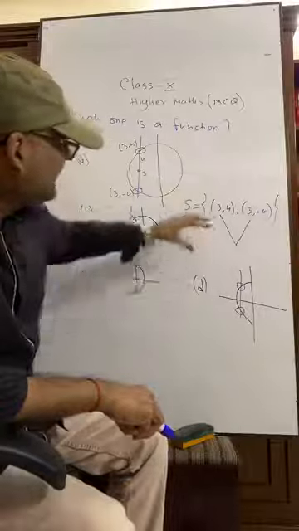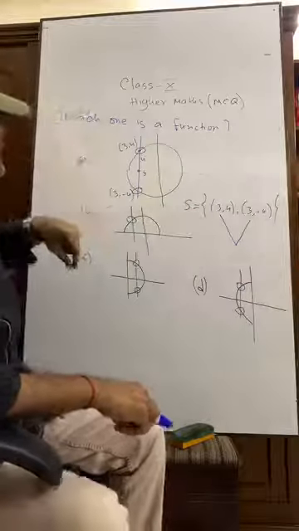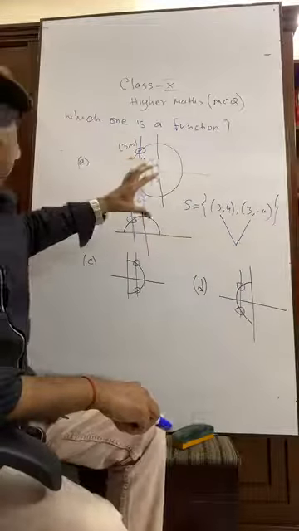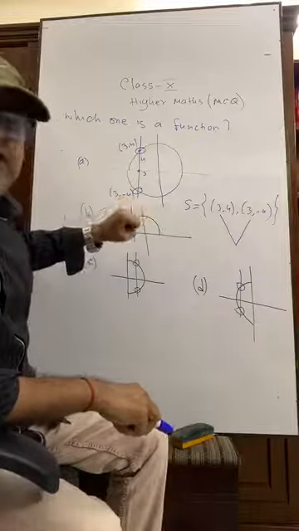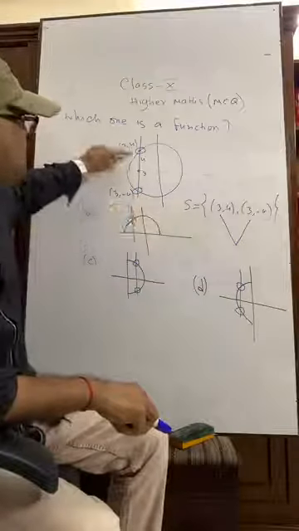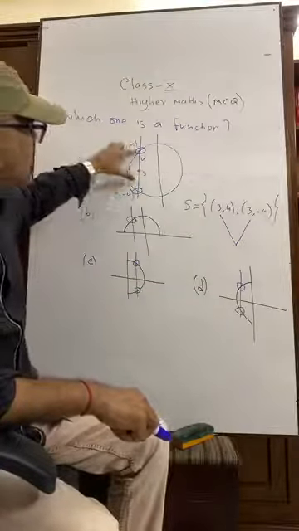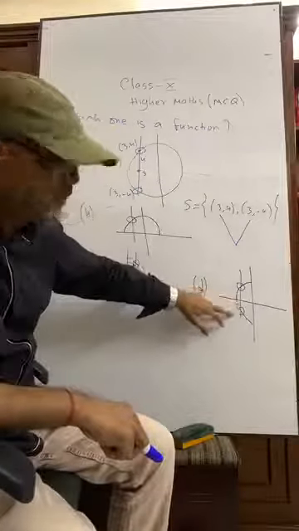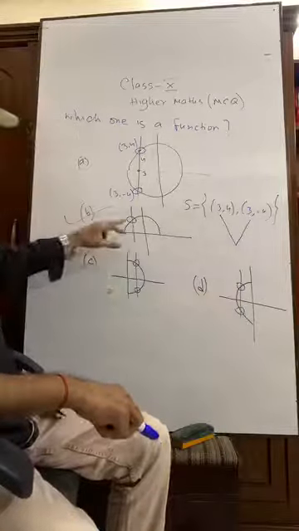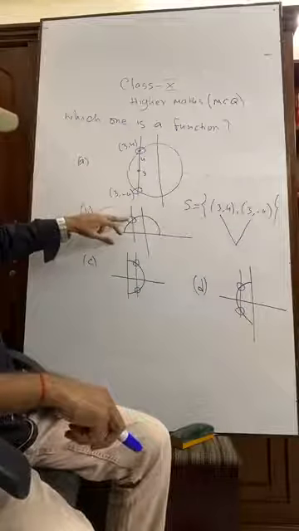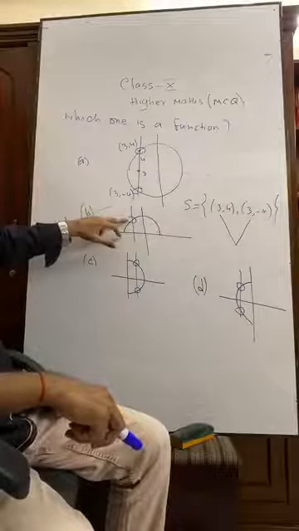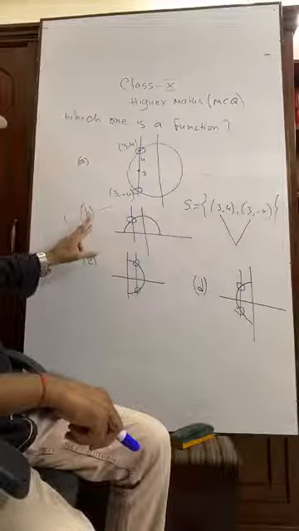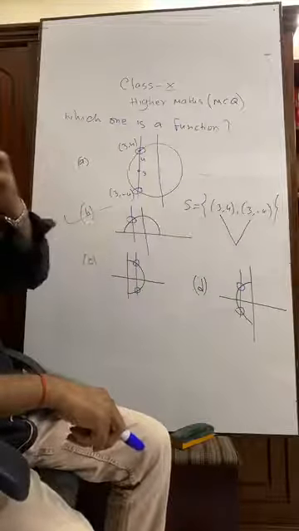And it happened because the straight line has intersected the curve at 2 points. 1, 2, 2 points. Here 2 points. Here also 2 points. But in this case, it is only 1 point. So our answer is option B. Okay.